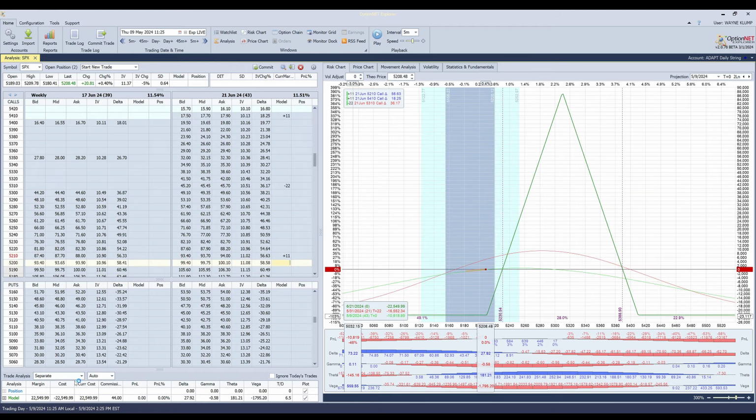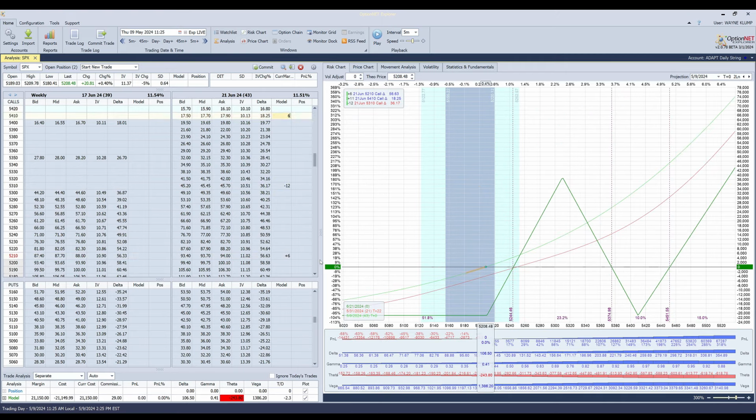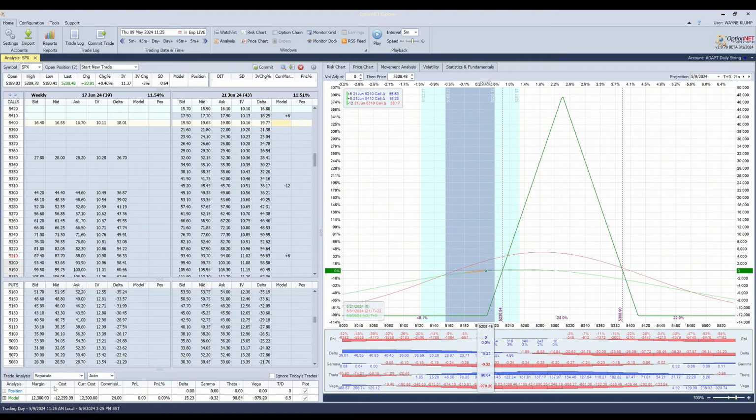All right, we are here with what, 22 grand? Oh wait, that's way too much still. We need 12. So let's go with 6. There we are, 12,300. That's pretty close. Perfect. And all right, now we're in buoy land.